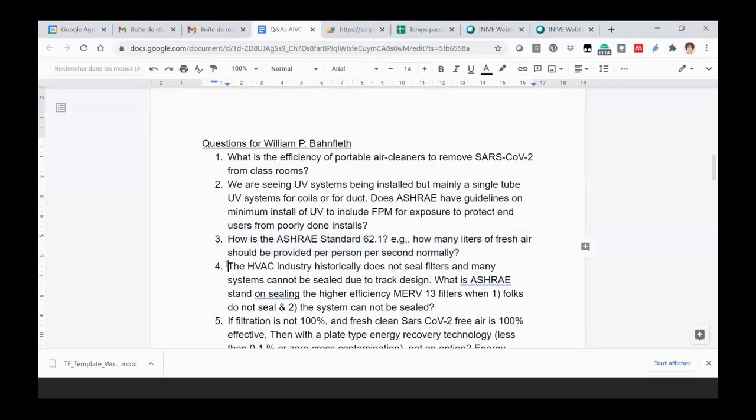Okay. So the HVAC industry historically does not sell filters, and many systems cannot be sealed due to duct design. What is ASHRAE's stand on sealing the higher efficiency MERV filters when folks do not seal or the system cannot be sealed? Yes, that's certainly something that we're aware of and concerned about. If you go into the detailed guidance, we do discuss taking steps to avoid bypass of filters, for example, by taping over the gaps between them.